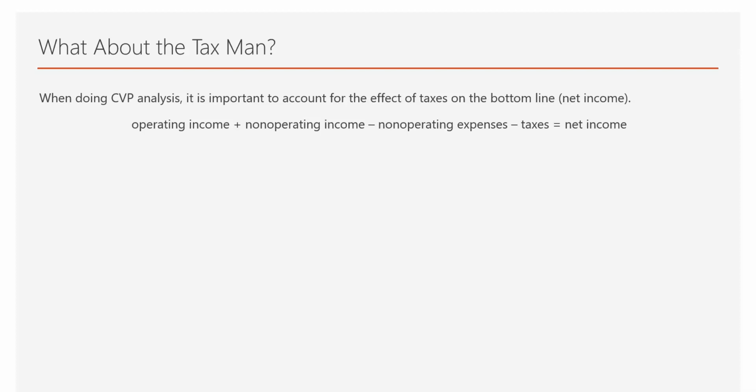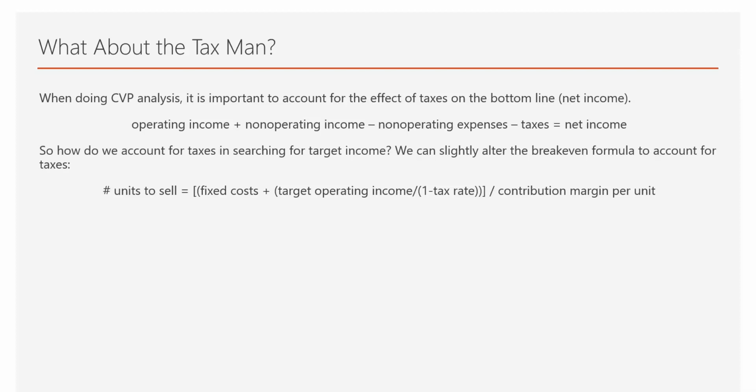So for non-operating income and non-operating expenses, we're just going to ignore those and pretend those don't even exist because we can't even control that anyway. So since that's out of our control, we're going to eliminate those. And we're just going to say operating income minus taxes equals net income. So how do we account for taxes in searching for target income? Well, we can slightly alter that break-even formula, the formula we just used, to account for taxes.